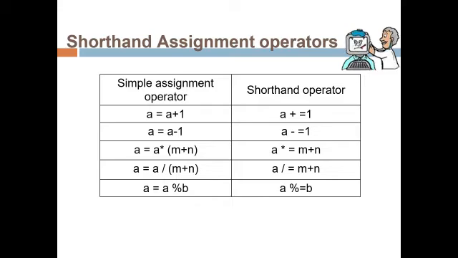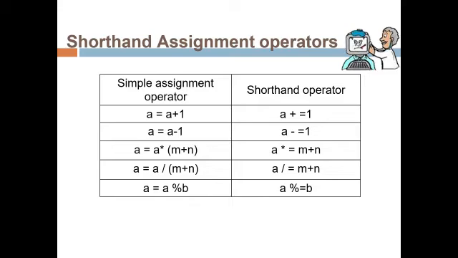A equal to a plus b can be written as a plus equal to 1. A equal to a minus b can be written as a minus equal to 1. A equal to a star into m plus n can be written as a star equal to m plus n. Similarly, a divided by m plus n can be written as a divided equal to m plus n. And a equal to a percent b can be written as a percent equal to b.